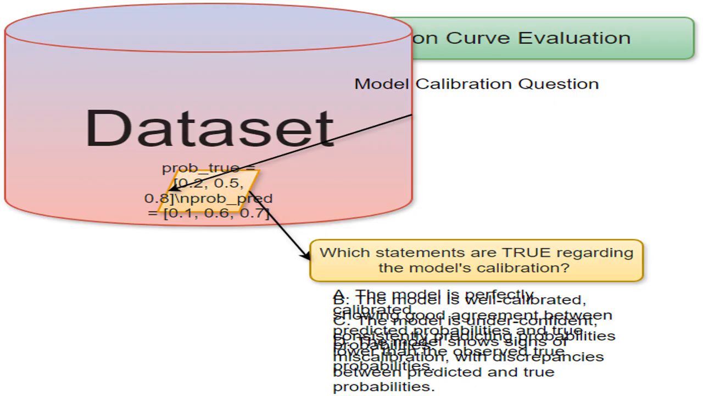I see two lists here. The first, _prob_true, shows the actual average probabilities of a positive outcome for different groups of predictions. The second, _prob_pred, shows the model's average predicted probabilities for the same groups. Think of it like this: we divided our predictions into bins. For each bin, _prob_true tells us the real-world success rate, and _prob_pred tells us what the model predicted the success rate would be.